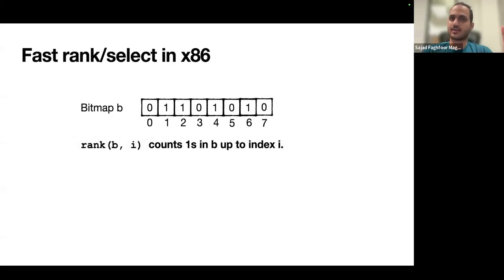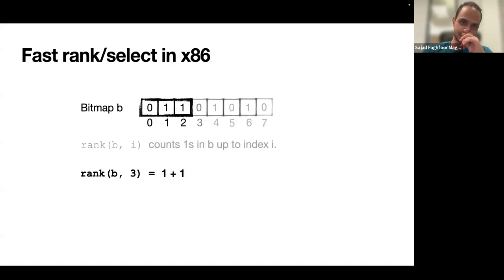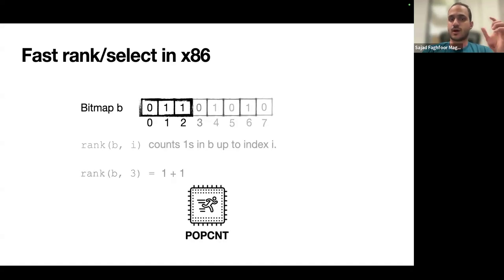So let me talk about rank and select a little bit. Assume you have a bitmap B, shown in this example, and you want to calculate the number of set bits up until an index, let's say index I. So this is exactly what rank does. So rank(B, I) counts the number of set bits in B up until index I. So for example, rank(B, 3) is going to be 2. We can use popcount, which is a specific instruction on x86 to speed up calculating rank on x86 CPUs.